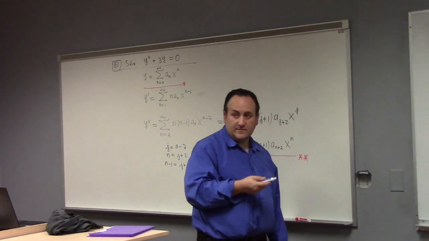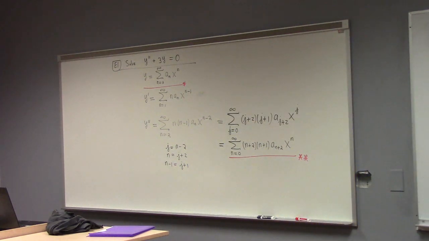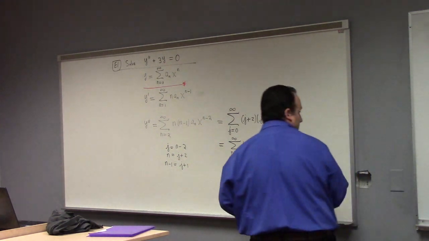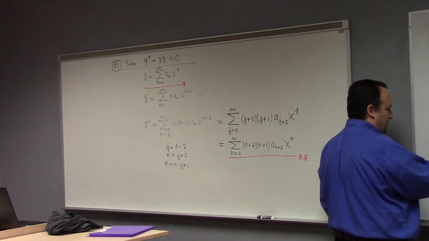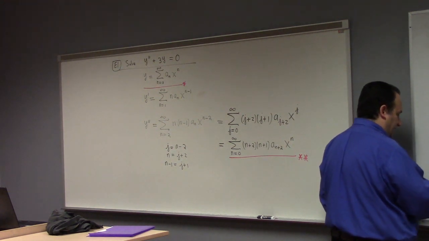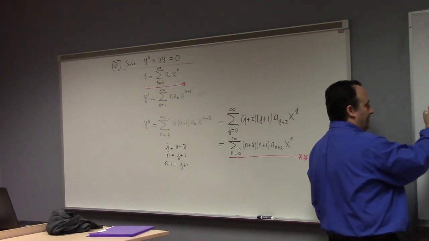Do you start to see the pattern? Maybe, maybe not. But if you tilt your head and squint, you can see that a sub 2k is actually going to be equal to what? Let me put some fine print here. This is k equals 0. This is k equals 1. This is k equals 2, right? If n equals 2k.